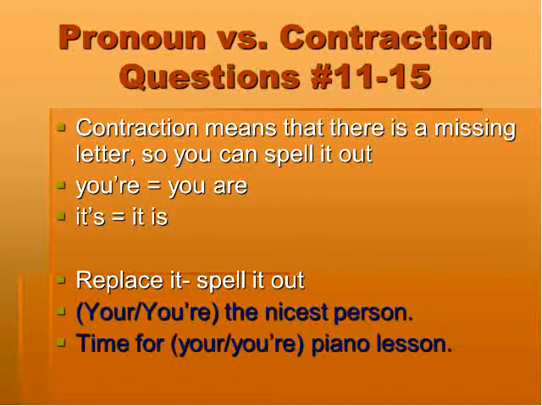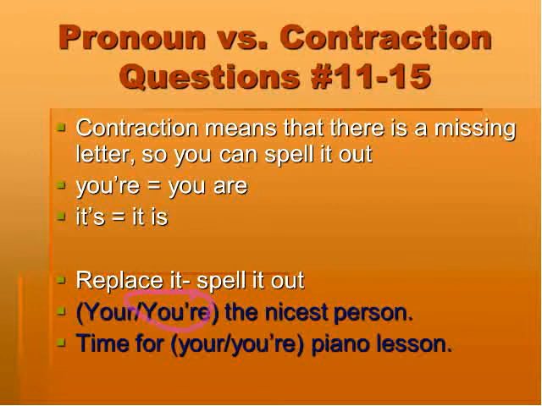Okay, this one is 11 to 15. I think you guys are going to do great in this part. Contractions versus pronouns. So we have your contraction means you are, it is. Okay? So you're going to replace it and spell it out. The first one, you're the nicest person. Is it the first or second? Just spell it out. Okay? That second one is you are. Does it make sense? You guys will do fine.